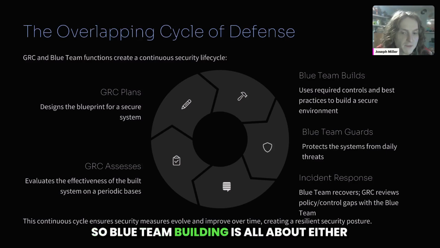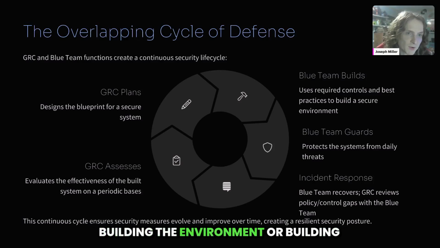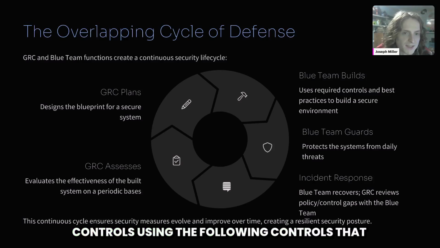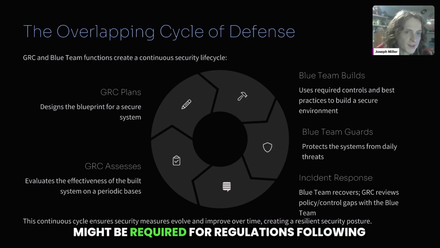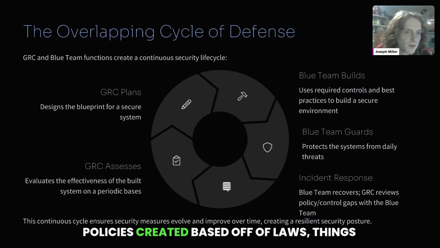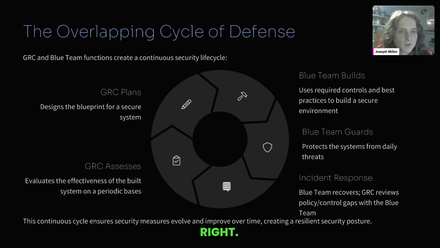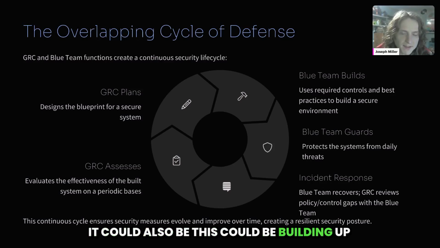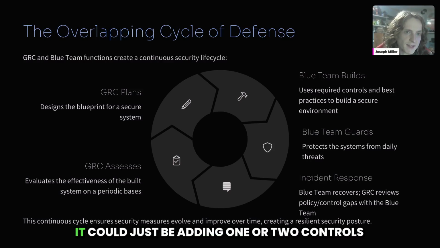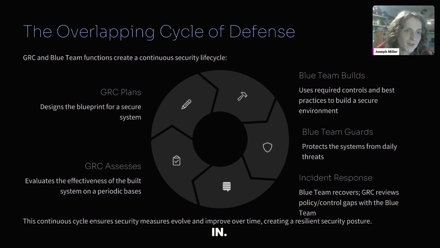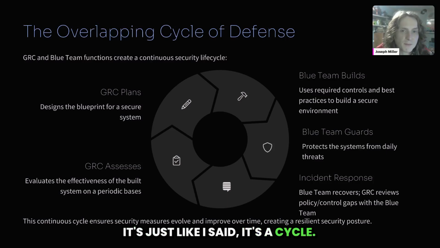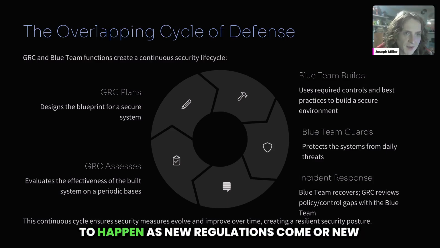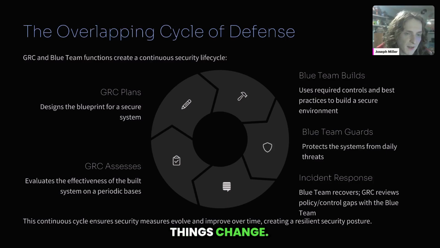So the Blue team building is all about either building the environment or building controls, following controls that might be required for regulations, following policies created based off of laws, things like that, right? This could be building up the entire environment from scratch. It could just be adding one or two controls in. Like I said, it's a cycle. You're going to notice that new things need to happen as new regulations come or new things change.